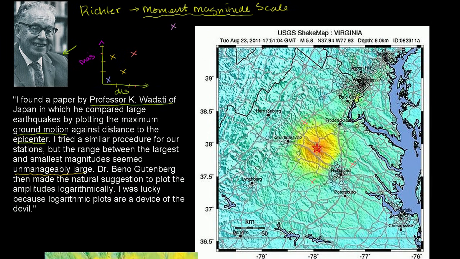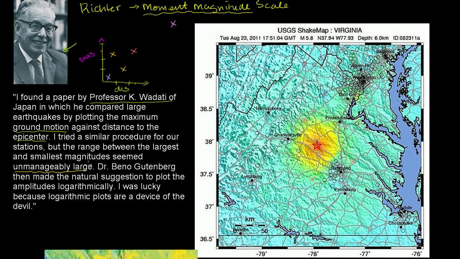And so he says, "Dr. Beno Gutenberg," and they were all working at Caltech when they came up with the Richter scale, "Dr. Beno Gutenberg then made the natural suggestion to plot the amplitudes logarithmically. I was lucky because logarithmic plots are a device of the devil." And I'm not really sure what he means when he says that they were a device of the devil.